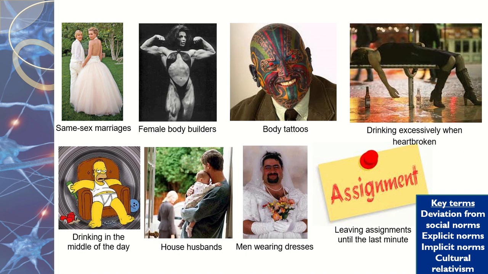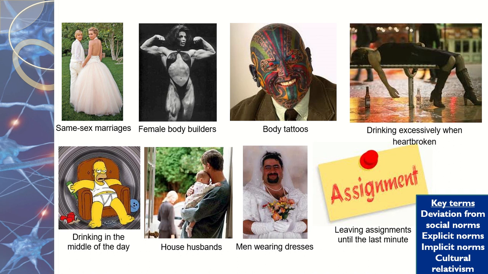So some of you might have put, for example, that same-sex marriages are normal now, in that there are more people who have same-sex marriages now than before. And equally, that house husbands are becoming more common, so this is a more normal behaviour. Whereas people with body tattoos, maybe like, for example, all over their face like this guy, probably aren't very normal. But equally, you might have said that if you just have a tattoo, that is quite normal nowadays.